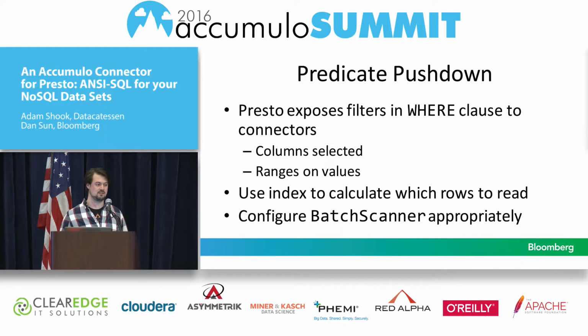In addition to that, they're going to give you the ranges on the actual values. So when you say where event time is between this date and that date, it will tell you what those days are inside of it. So what we can then do is use these secondary indexes that we've built to figure out which rows we're actually going to read. Rather than reading every single entry in Accumulo and having Presto filter out that data for us, we're basically pre-filtering it by saying we're only going to bother reading these handful of rows from the table. And we do that through the indexes. And then we go and configure our batch scanner appropriately inside of the worker nodes to do that.